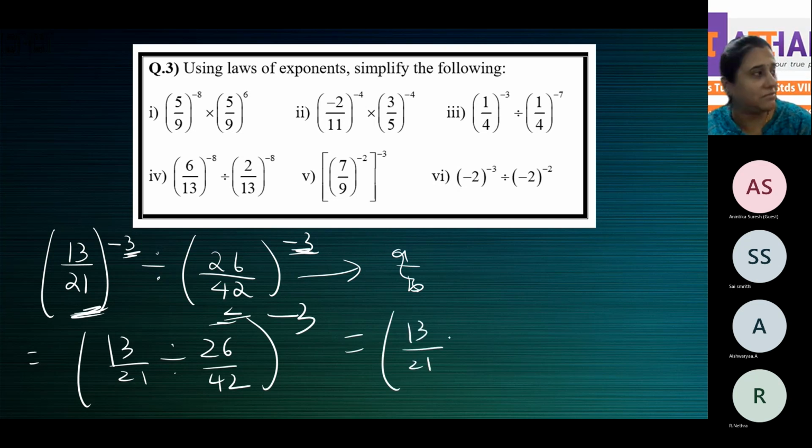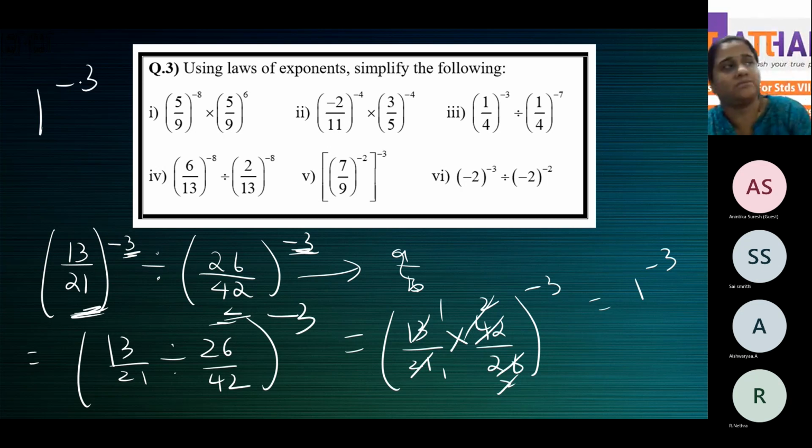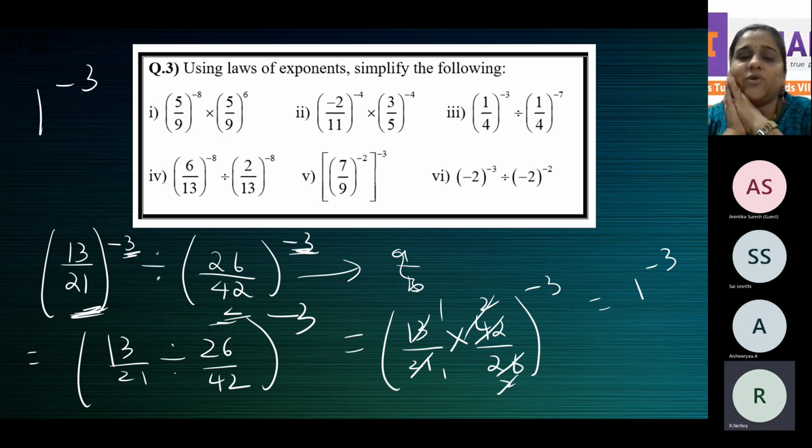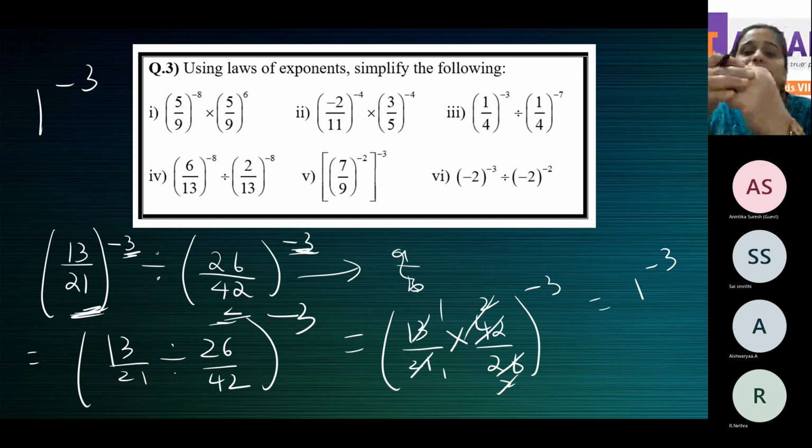13 by 21, division will become multiplication, and then 42 by 26, the whole power minus 3. Now you should simplify. The 2s get cancelled. So it is 1 to the power minus 3. Class, tell me what's the value of 1 raised to the power minus 3? Ma'am, it is 1 to the power of 3. What is 1 to the power 3?